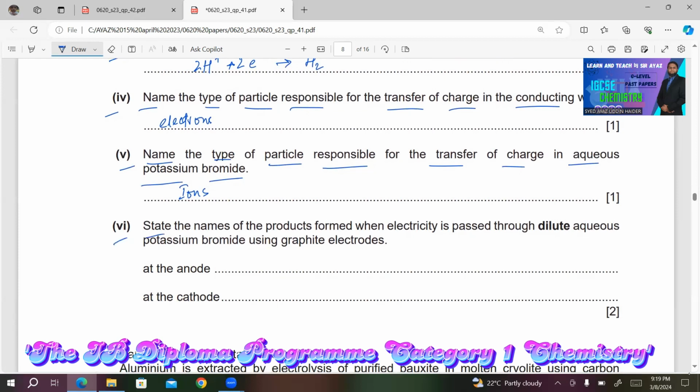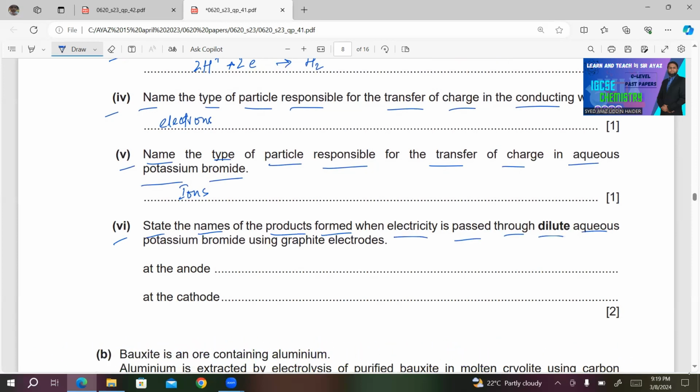Number 6, state the names of the products formed when electricity is passed through dilute aqueous potassium bromide using graphite electrodes. So at the anode, we will get oxygen, and at the cathode, we will get hydrogen. At the anode, we will get oxygen. The reason is that we have lower concentration of bromide ion. So that's why we'll get oxygen. The same reason is applicable to the cathode. We have lower concentration of potassium ions than H positive ions. So you'll get hydrogen gas at cathode.